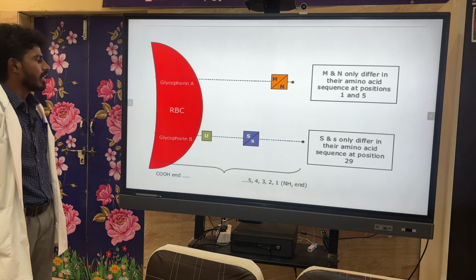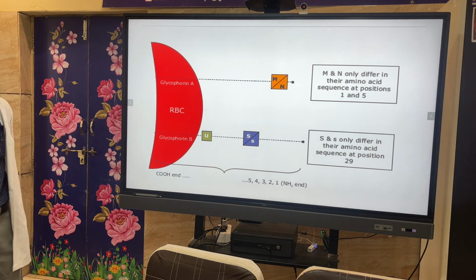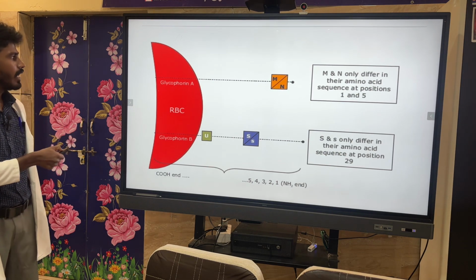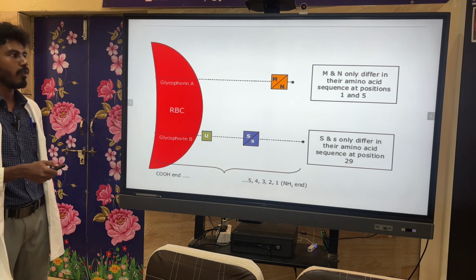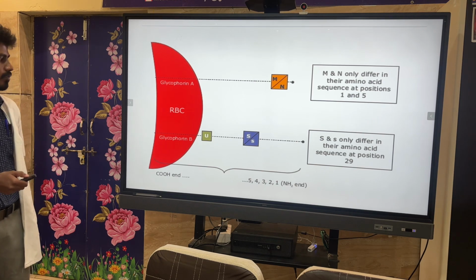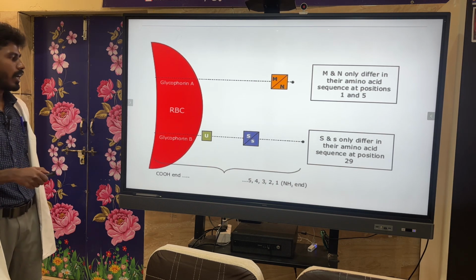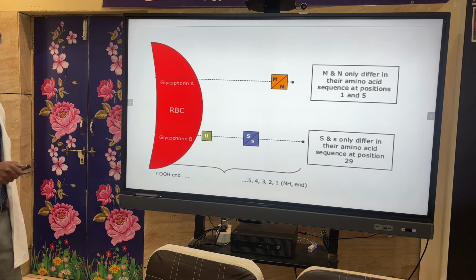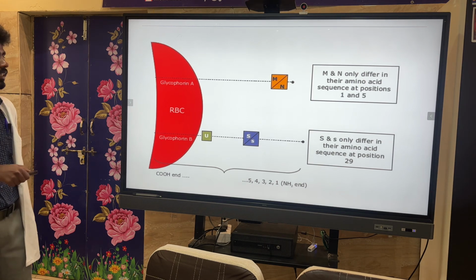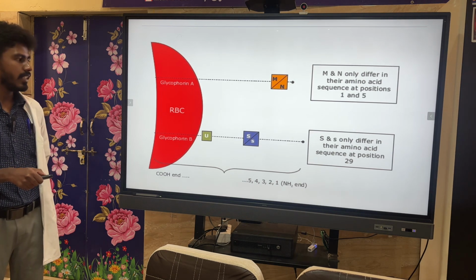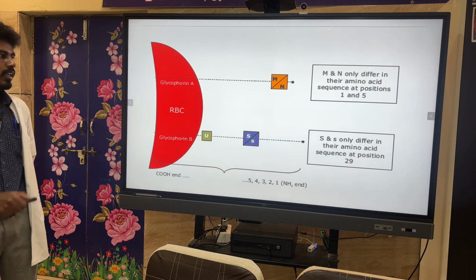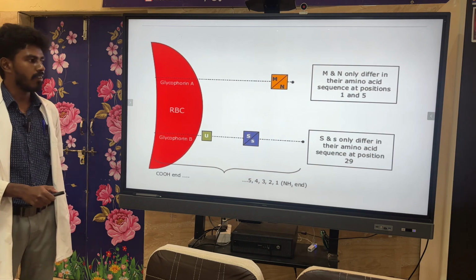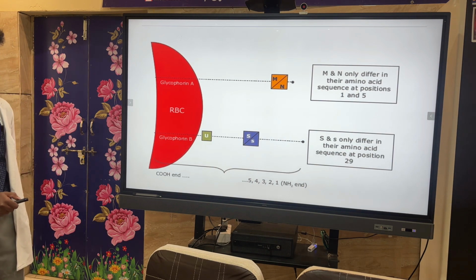The RBC membrane contains glycophorin A and glycophorin B. M and N antigens are attached to glycophorin A. M and N differ only in their amino acid sequence at positions 1 and 5. In glycophorin B, the U antigen is directly attached to glycophorin B. Capital S and small s antigens are attached to the U antigen, not directly to glycophorin B. Capital S and small s differ only in their amino acid at position 29.